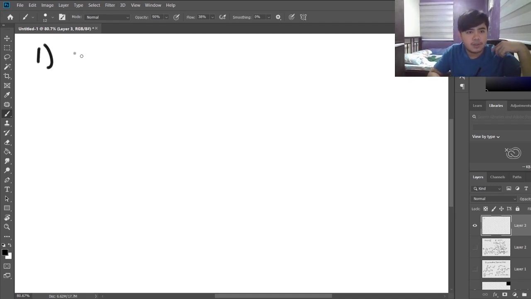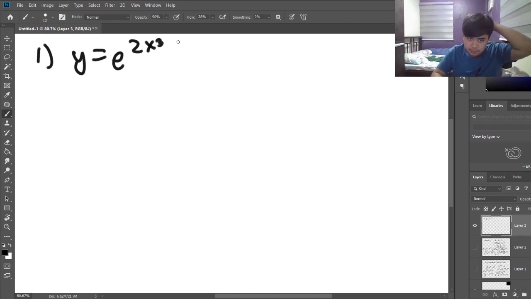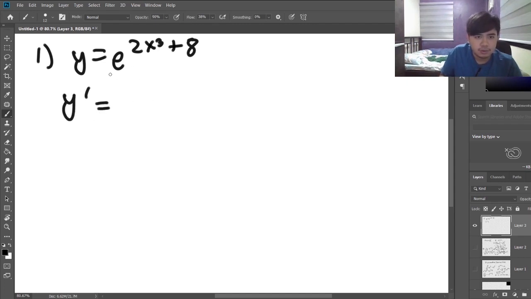Question number 1. Y is equals to e to the 2x cubed plus 8. This is just a chain rule situation, so it's very easy. So what you have to do is to find the derivative, you have to find the derivative of the outside first, which is, let me underline it here. And then the inside is going to be this one.